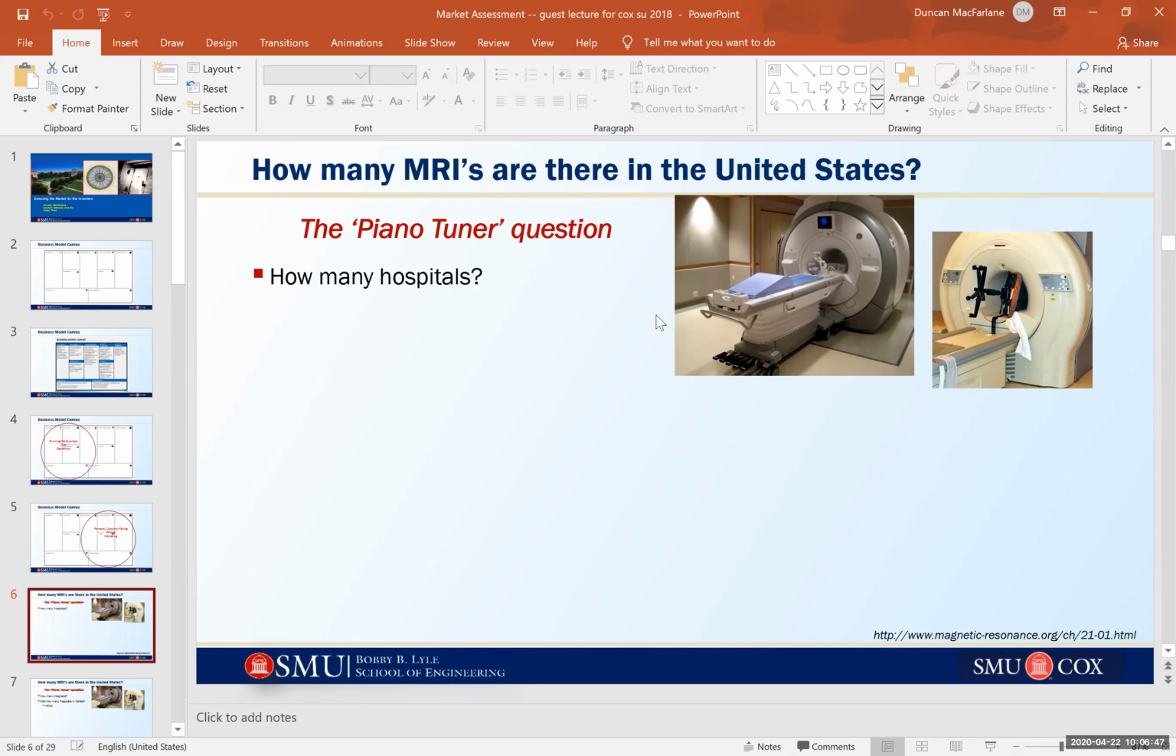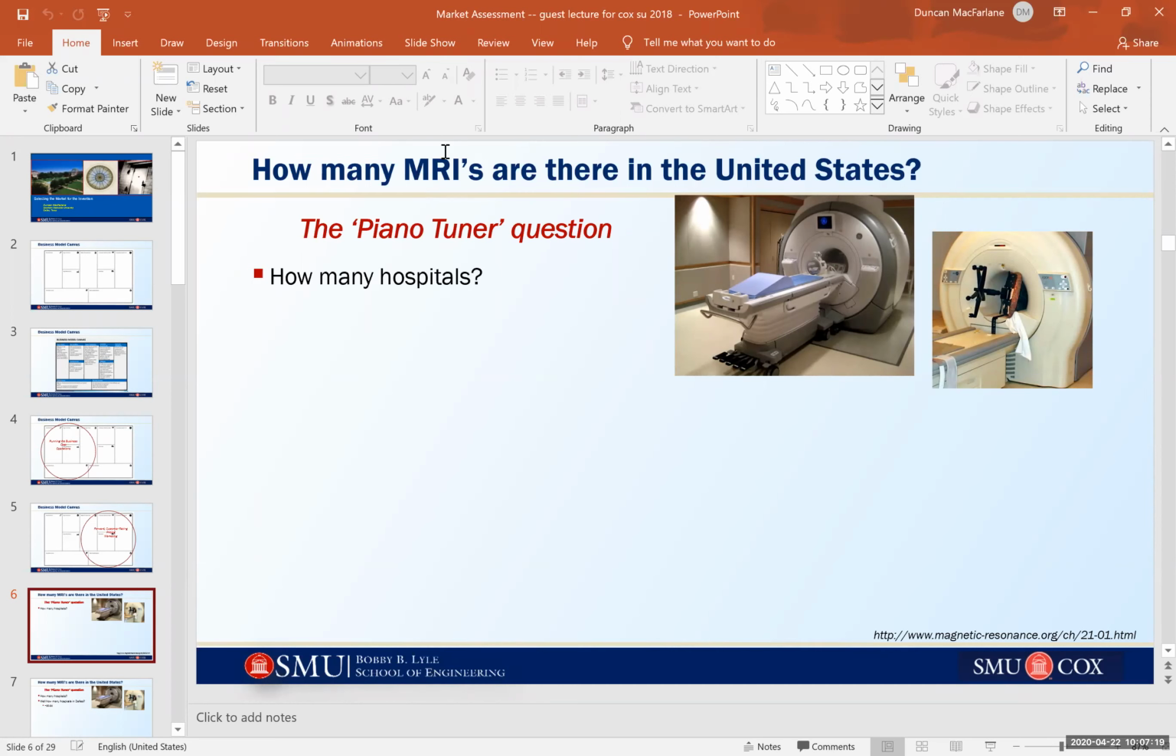Maybe not the best, but the first market to think about. In this case, you have to answer the question: how many MRIs are there in the United States? Of course, you're going to Google this, but I wanted to share with you a thought process that was developed, A, pre-Google, and B, allowing you to think a little bit more substantively about your market, about the size of the market and what it is.